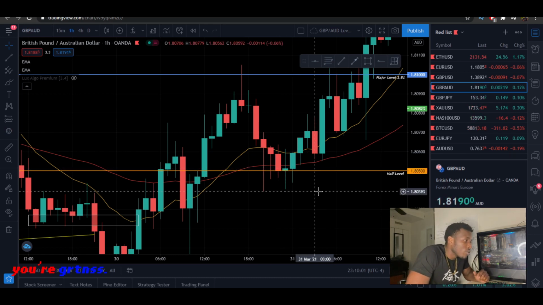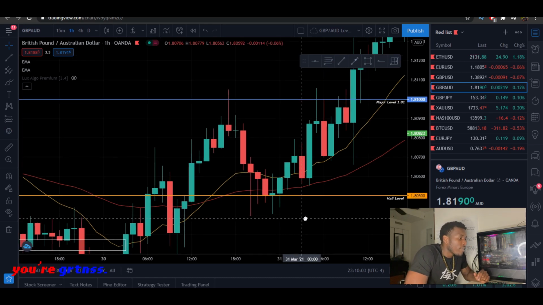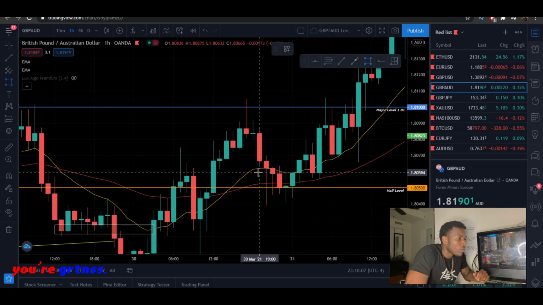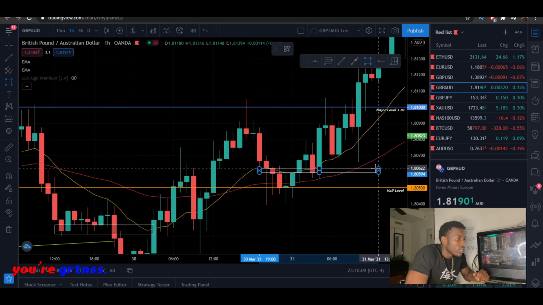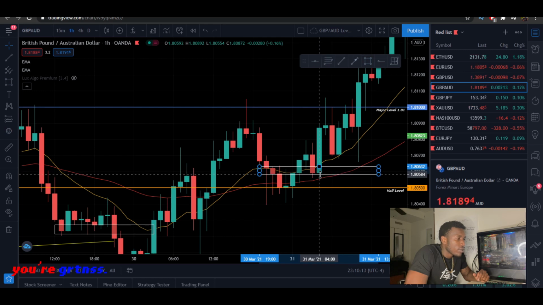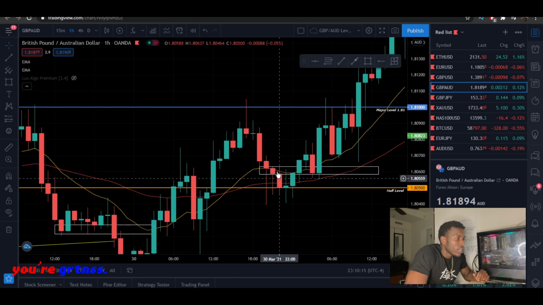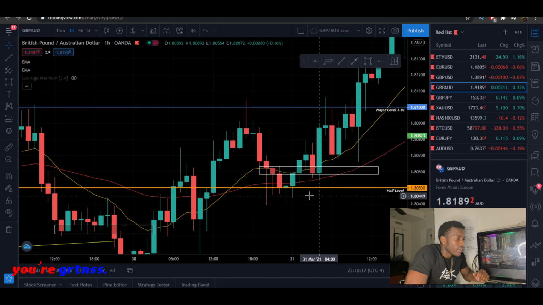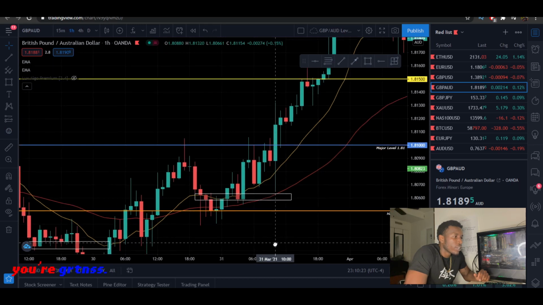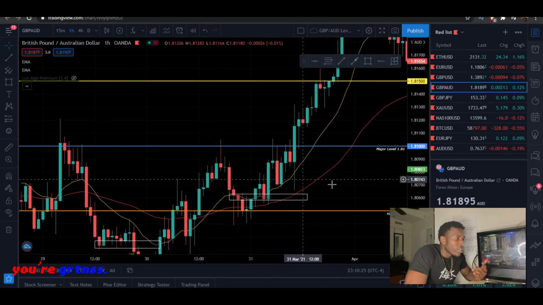So what would I do now? Wait for this break of structure right here, ladies and gentlemen. This is where you should have been wanting to enter. Here. So I'm going to put a box around this hammer candle right here, because this is now a zone that needs to be broken in order for me to get in. And as you can see, if you would have gotten in here, perfect entry. And so that's what you do on the hourly.